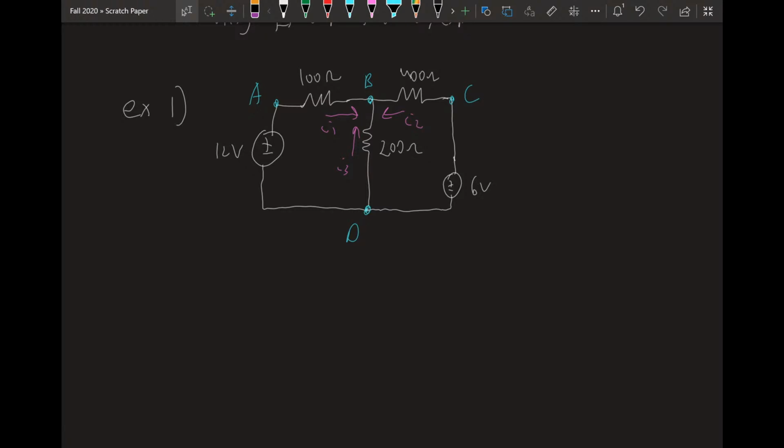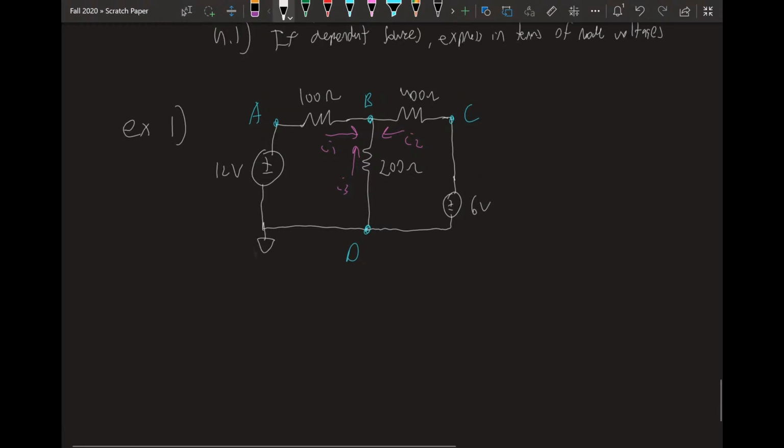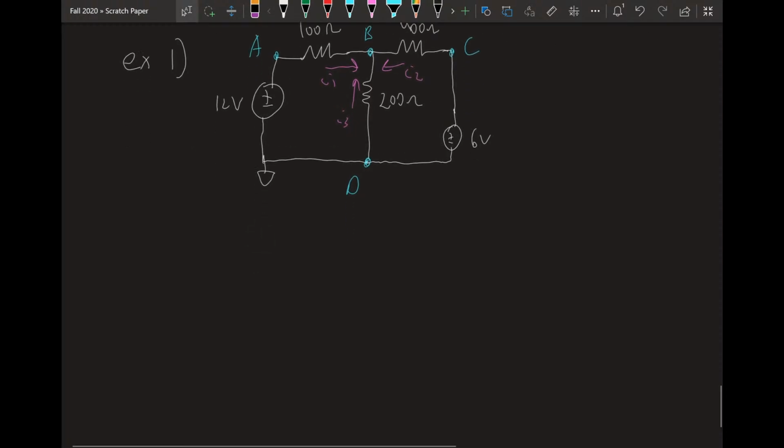You can choose it at any node, but you want to make a smart decision here. Yeah, thank goodness. All right. Node D should be ground, right? If you didn't pick node D, you should reevaluate your choices because it will make your life much harder.